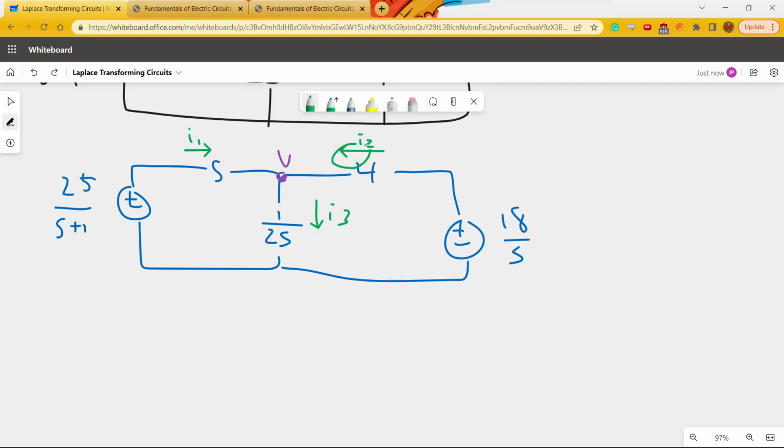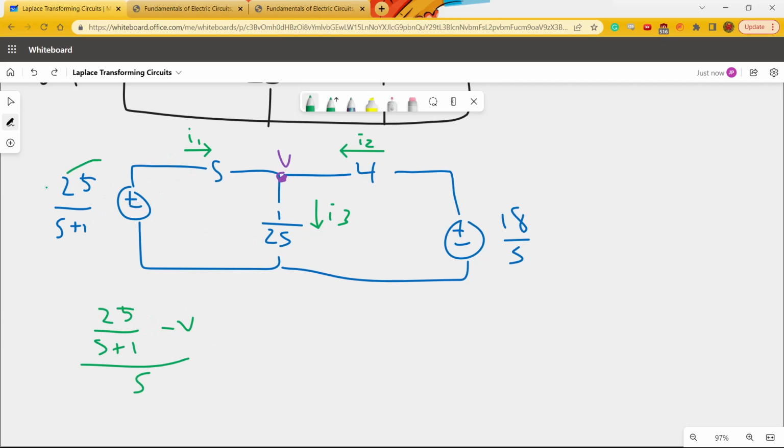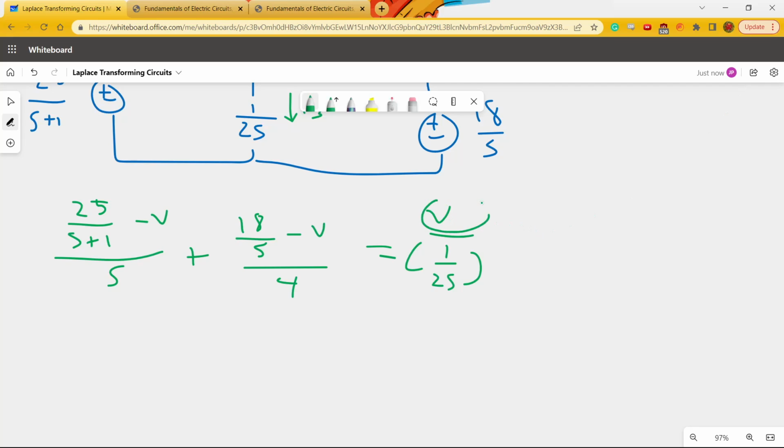We'll draw 3 currents, I1, I2, and I3, and we can now use KCL at this node. I1 plus I2 equals I3, so we have that I1 is equal to the voltage source minus V over S. So 25 over S plus 1 minus V over S, and then I2 is going to be similarly 18 over S minus V over 4, and that's going to be equal to V minus 0, because this is our ground, or so V all over 1 over 2S. And our goal now is to solve for V and inverse Laplace transform it. And it's all just algebra from here.